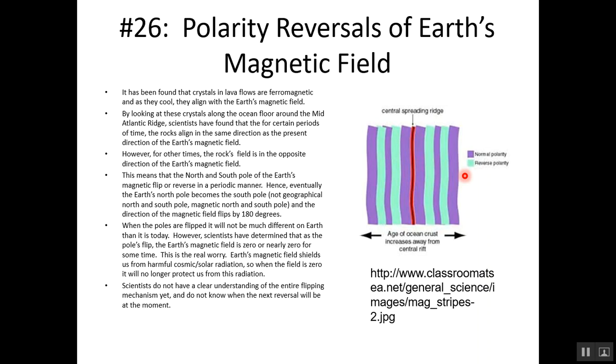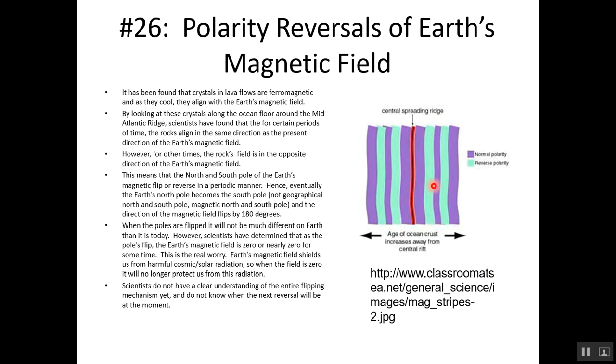What that means is, many times over the Earth's history, the magnetic field has been in the opposite direction than it is now. So the Earth's magnetic field, somehow we haven't figured out how, flips from time to time. The North Pole becomes the South. It's like a magnet just flipping over. What is that?